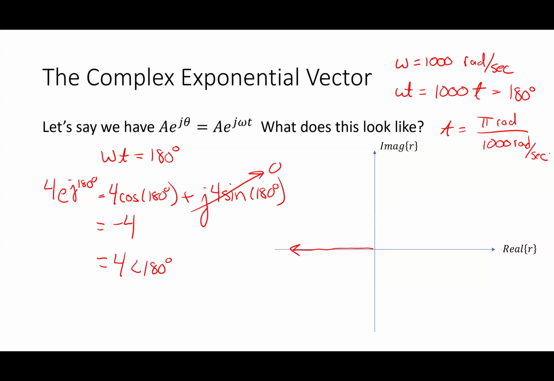So whatever time that is when this would happen. If omega was equal to 100 instead of 1,000, would the time be the same? No, right? Would it take less time or more time if omega was a smaller number? It would take more time, because it's rotating slower, is the idea.